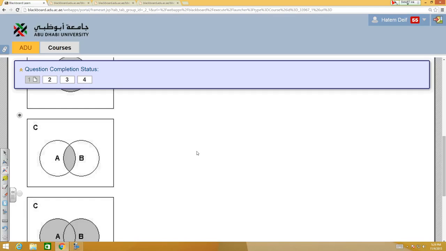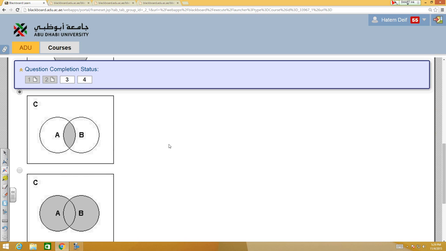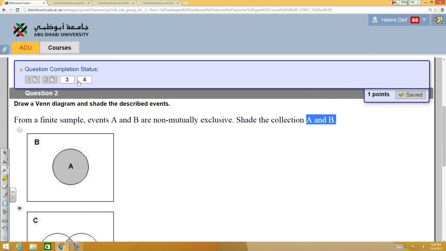Yes? If you say shade the not common part, what do you mean the not common part? It's not about negative. Not the and. So, or minus and. Okay, so in this case, shade everything else and leave the common part. But these are simple questions, just to make sure you understand the difference between and, or, mutually exclusive and non-mutually exclusive.